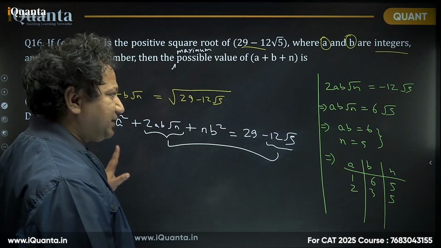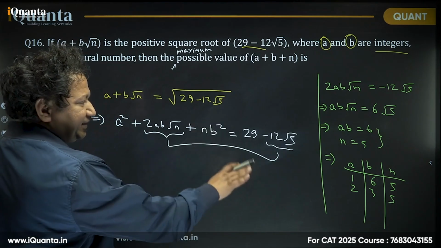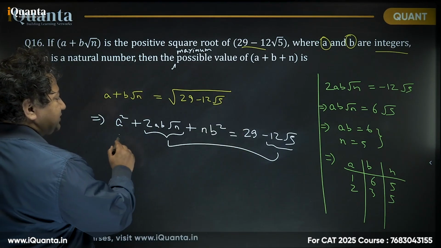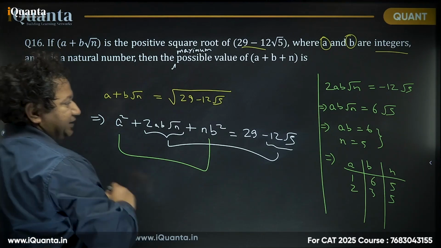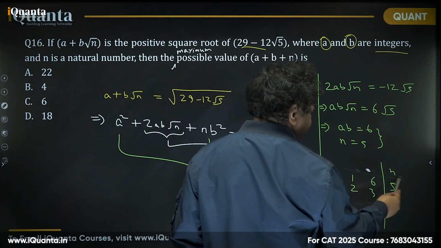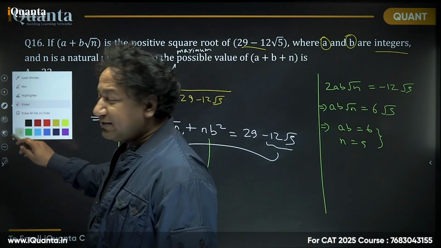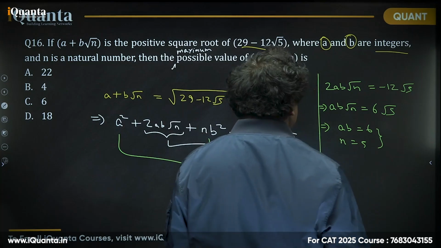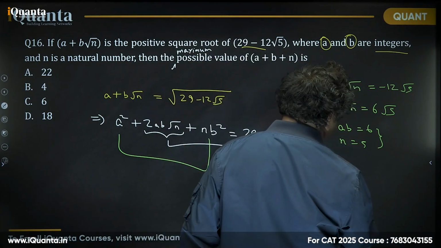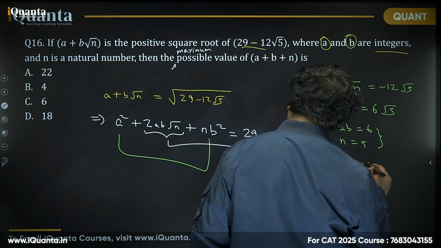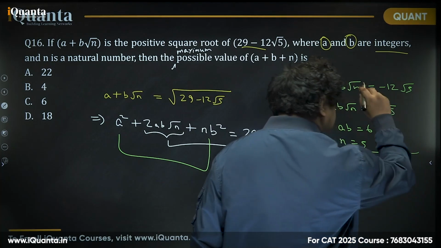Having said that, based on this, we also need to check that a square plus n b square should also satisfy the given case, right? So before going and finding a, b, n, let us try to find this. This question can be difficult because it involves a lot of thought process. So this is true. At the very same time, a square plus n b square must be equal to 29. These two things should be simultaneously true.